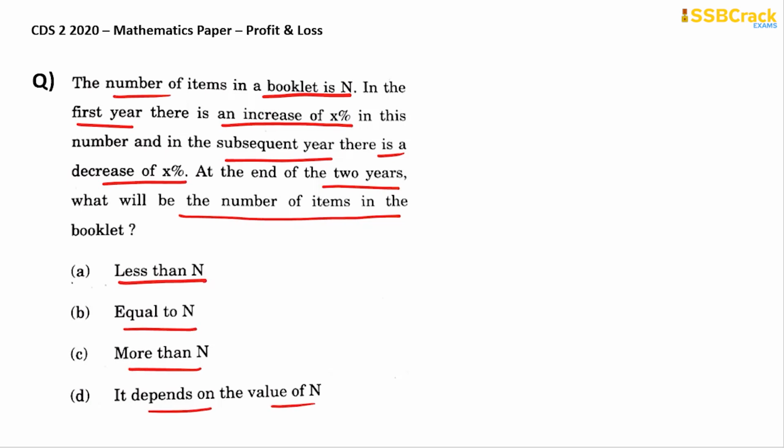We shall determine. So first of all, what was the very first criterion? They said that in the first year, the booklet N, right, has an increase of X%.